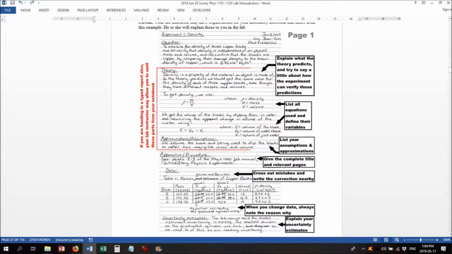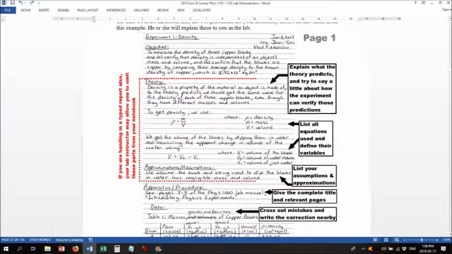On page 27 of your lab manual, there's an example notebook. So your lab notebook is going to basically look like this with one exception, and that is that I don't require you to put a theory section in your lab report. So you'll have all of these elements except the stuff in the red box.